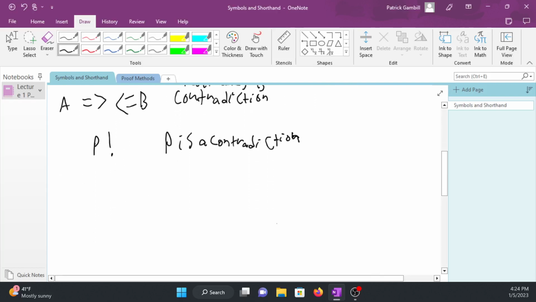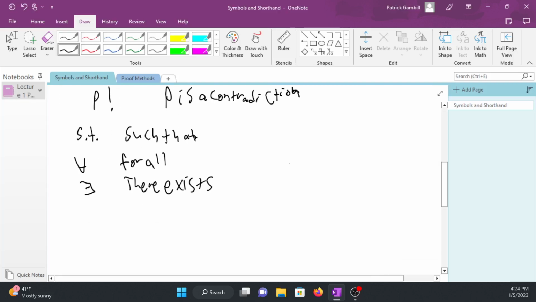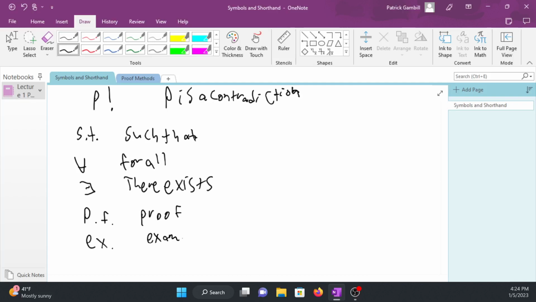So some other shorthand that's pretty common. ST means such that. When you're writing sentences, it's just easier to use the shorthand when writing a proof. Upside down A means for all. Backwards E means there exists. And if I'm about to start a proof, I will say PF for proof typically. Or if I'm going to give an example of a particular definition, I might say EX for example.